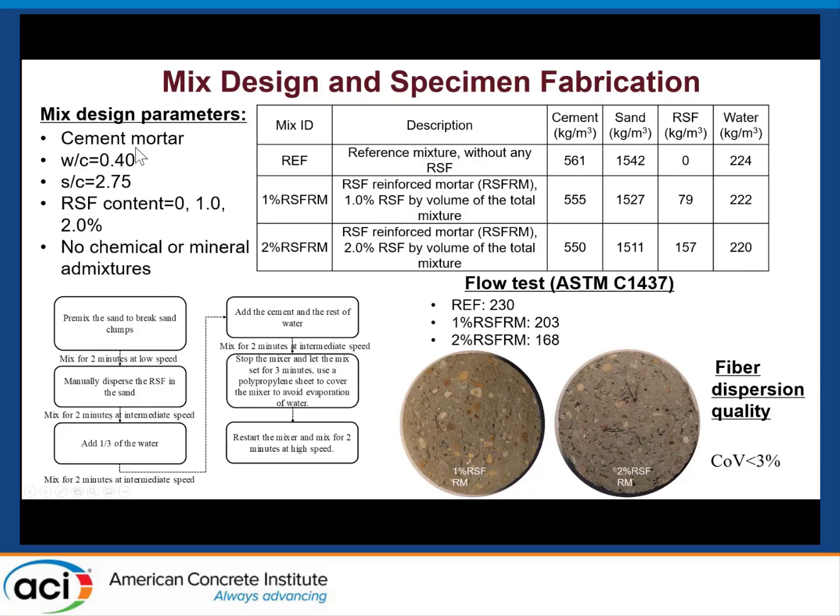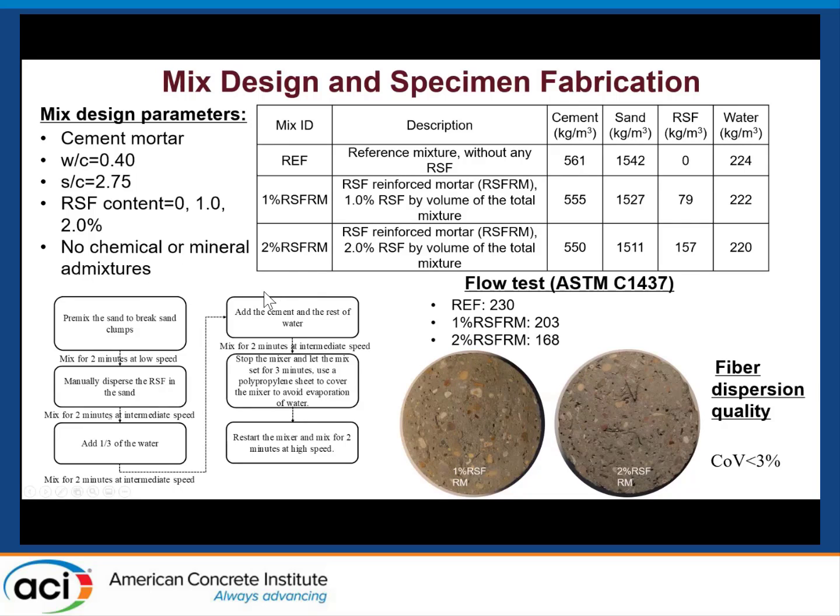So for our study, we just use a cement mortar. We just evaluate cement mortar, and the cement concrete is our ongoing work. For the water cement ratio, we use a 0.4 water cement ratio by mass. And we use a sand to cement ratio of 2.75. And we had two fiber contents, which are 1% and 2%. And we also have a plain cement mortar without any fiber. And we did not add any chemical or mineral admixtures.